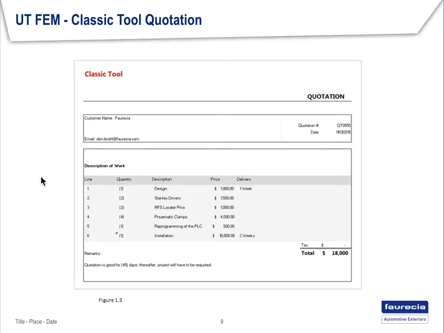Okay, and here's the quote for Classic. As I said, total $18,000. We're looking at installation, 2 weeks, and basically this is just a line item breakdown of the cost.